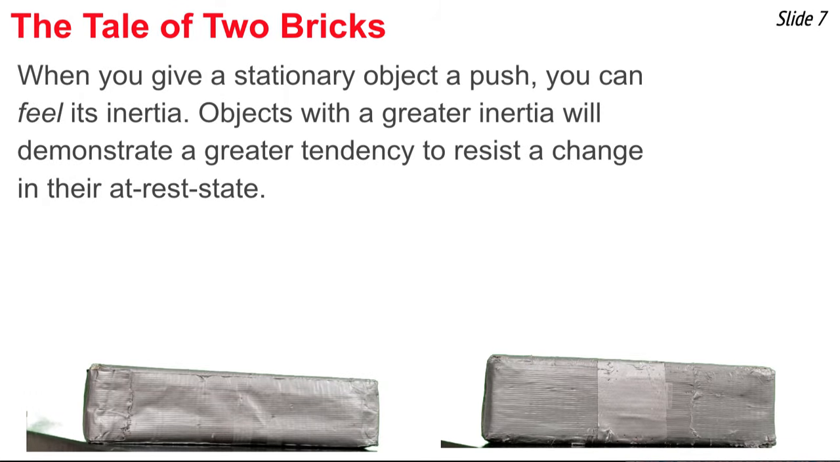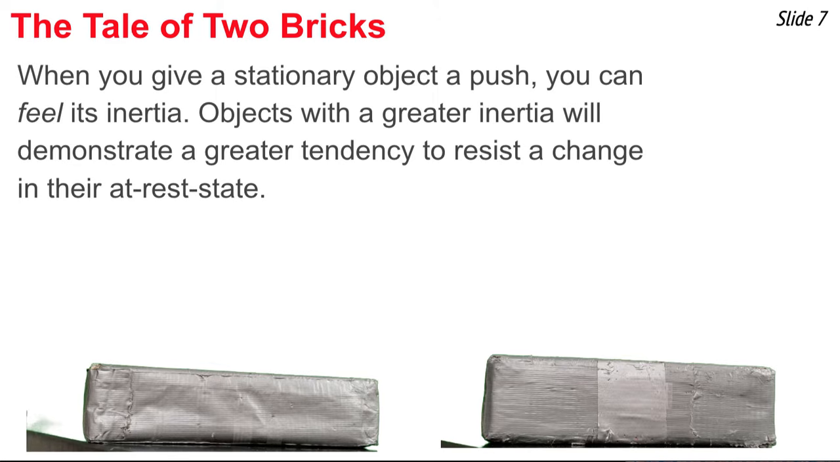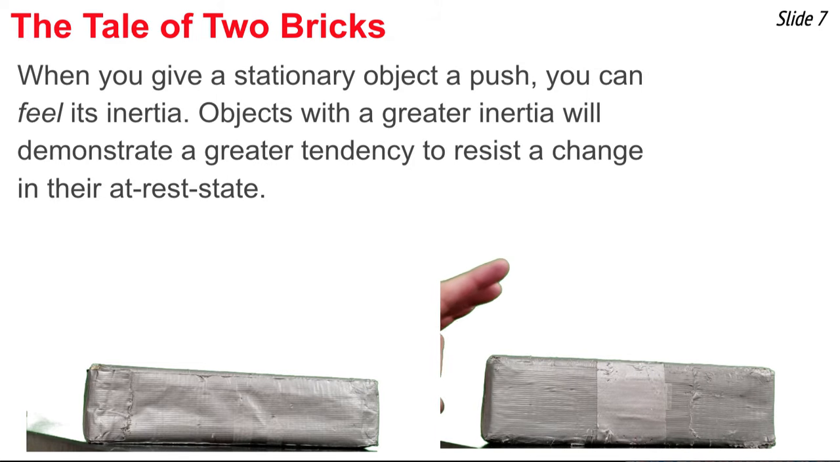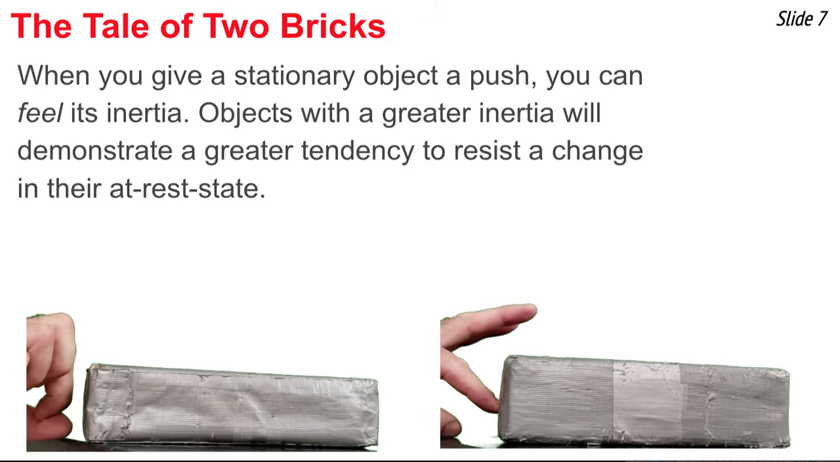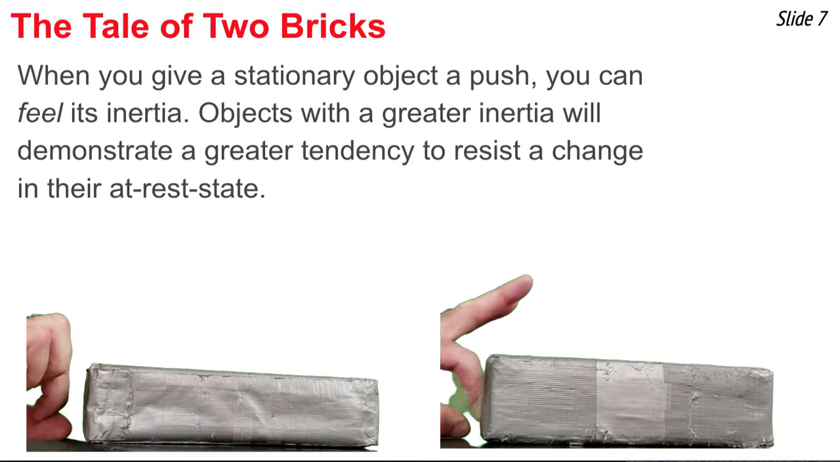When you give a stationary object a push, you can feel its inertia, its tendency to resist a change in its at-rest state. For instance, if you look at the brick on the left here, giving it a small push causes it to fly. It doesn't have much resistance, and you feel it when you hit it with your finger. But if you look at the brick on the right, giving it the same type of push causes it to hardly budge from its at-rest state. It has considerably more inertia or resistance to change, and as such, it doesn't change its at-rest state as easily. And when you give these pushes to these two bricks, you can feel that inertia.